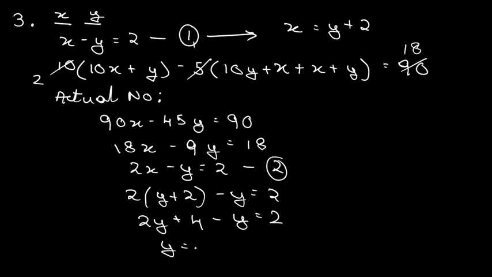and y will be equal to 6. You will get the value of y as 6, and on solving further, you can just substitute the value of y over here. Now what you will get? 2x minus 6 is equal to 2, means 2x is equal to 8, or x will be equal to 4. Yes, we got the answer, and the value of x that we are getting is 4.